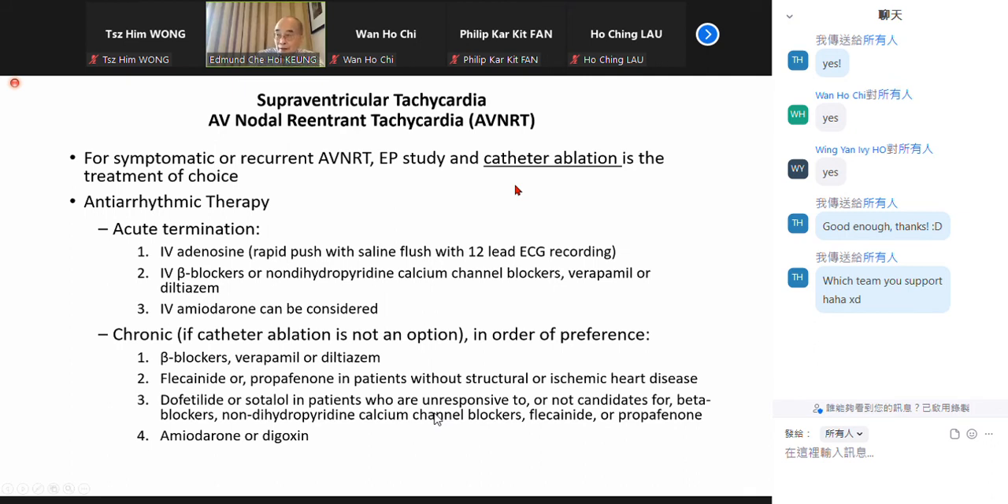And that is the treatment of choice. Imagine a young person who gets recurrent AVNRT, and you might as well give them a cure with an ablation. We talk about acute termination, chronic, because it's narrow. You can do beta blockers, and usually they're healthy. With a healthy heart, you can use a sodium channel blocker without any problem. So even amiodarone, digoxin.